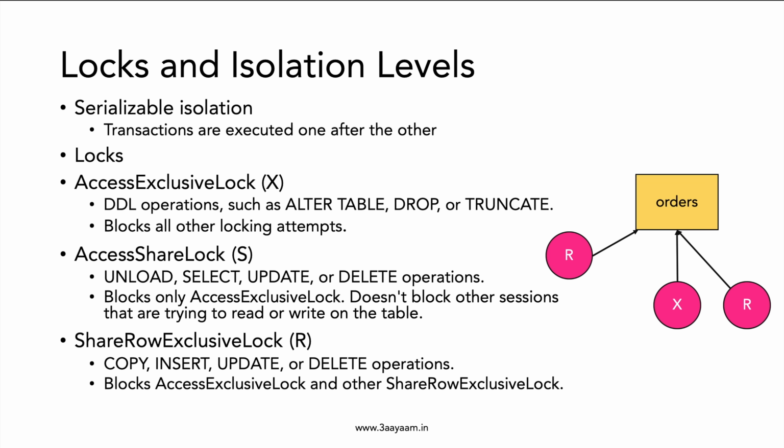All right, I hope you have got the answer. Access exclusive lock will not be allowed and share row exclusive lock will not be allowed as well. So if you see, the share row exclusive lock blocks access exclusive lock and it also blocks other share row exclusive locks. Now if an access share lock comes, only it will be allowed.